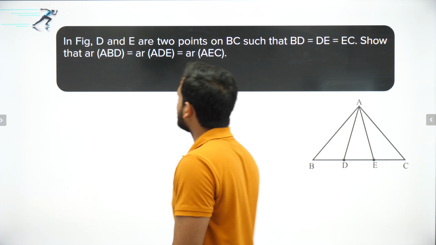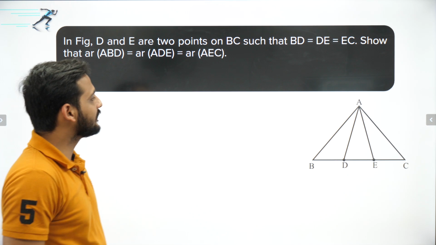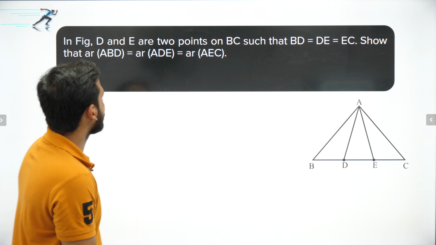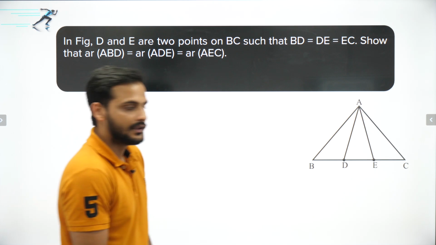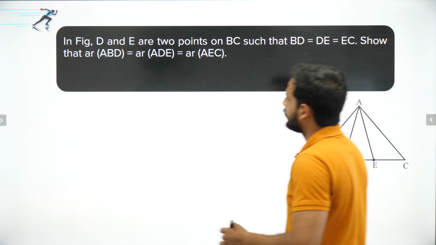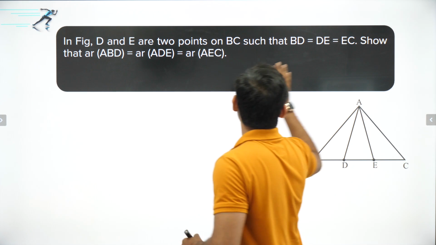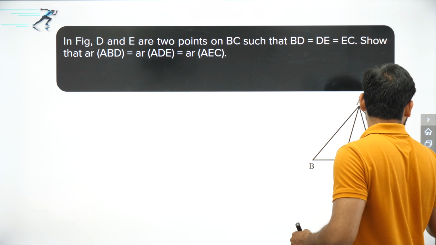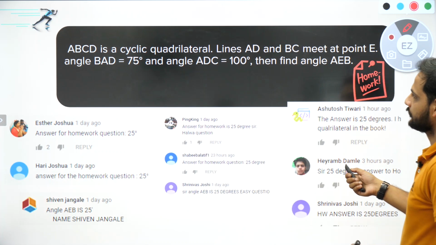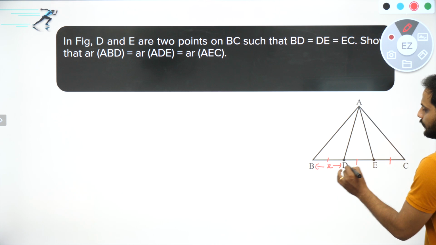So in this figure, D and E are 2 points on BC such that BD is equal to DE is equal to EC. Show that area of triangle ABD is equal to area of triangle ADE is equal to area of triangle AEC. Now, first thing, they have given that BD is equal to DE is equal to EC. Right, this part is given. Okay, so if this part is given, I can say one thing. These three bases are equal, let's say all are equal to X.